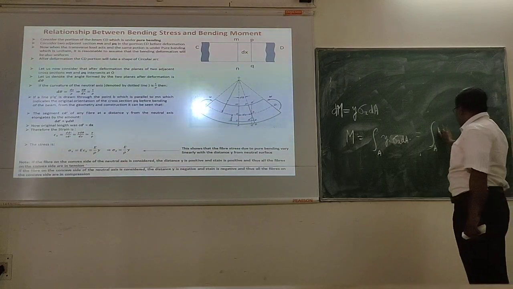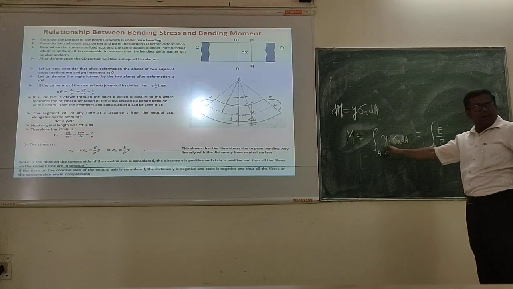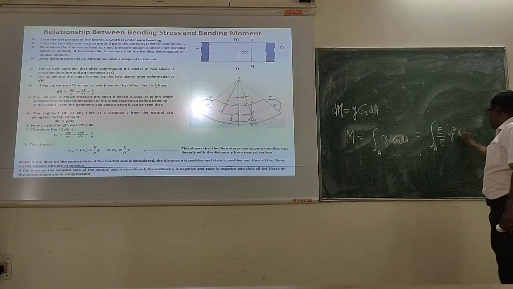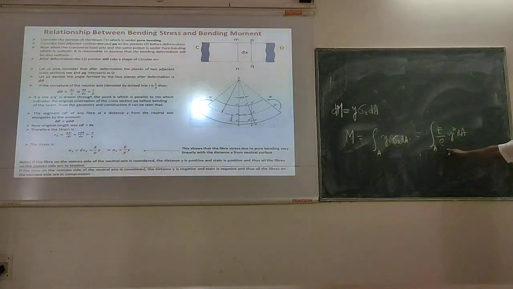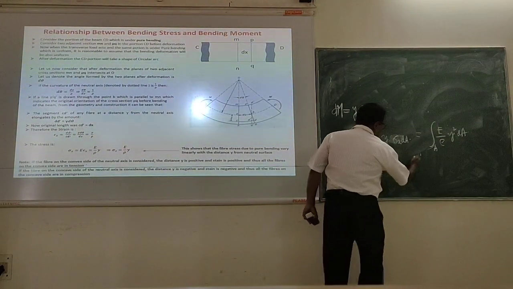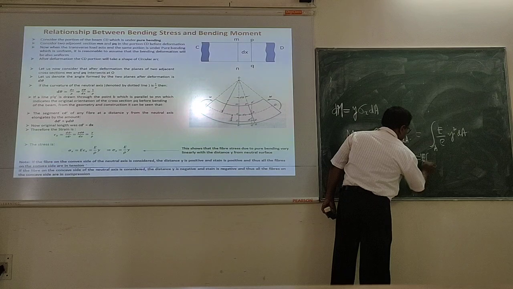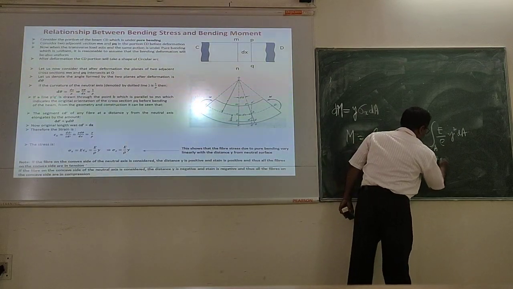So if I put the value of sigma x, then E by rho, y will come and y will multiply over here. So it will be E by rho into y square dA. Isn't it? Correct? So if again I take E by rho as constant, then I can write E by rho, if I bring it out, E by rho over here, then integral over A, it will become y square dA.